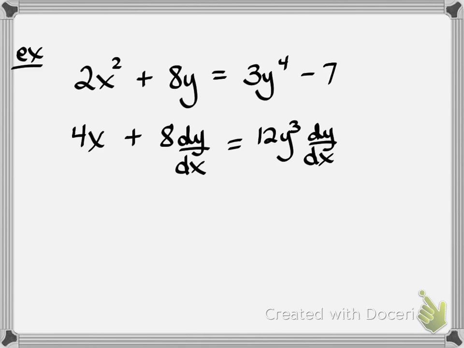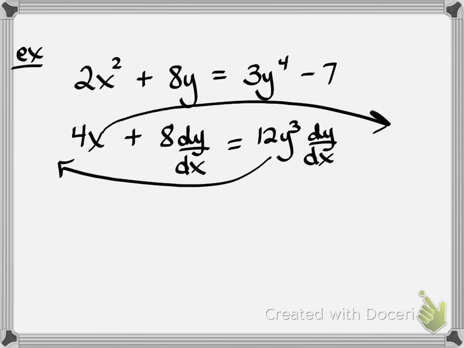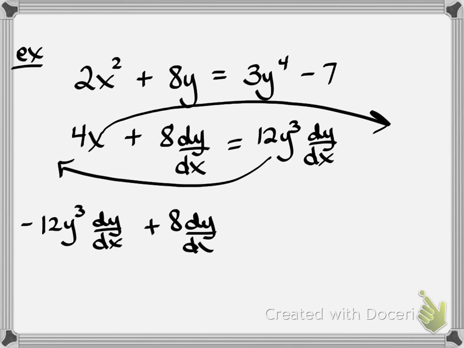Second step, put dy dx on the left. Everything that's not dy dx on the right. So we're just going to move some things around. This is going to need to go to the other side, and this is going to need to come over here. So I'm going to have negative 12y cubed dy dx plus the 8 dy dx. It's on the right side, the correct side to begin with, and negative 4x. So just change their signs as you move them back and forth. Third step, factor out dy dx.